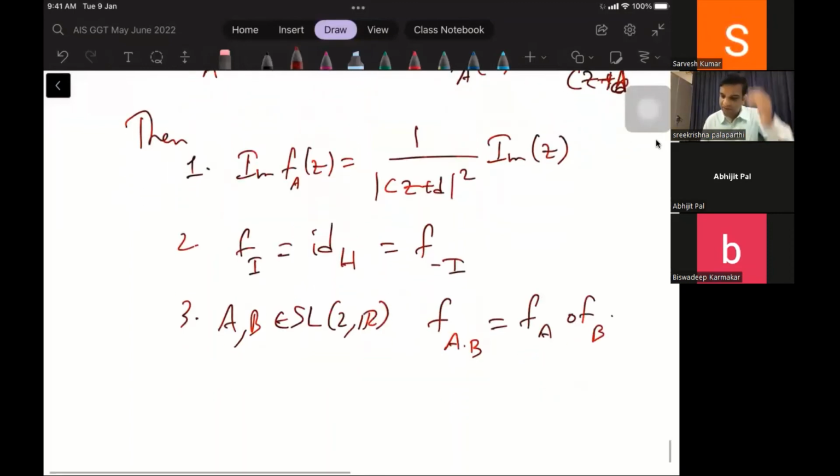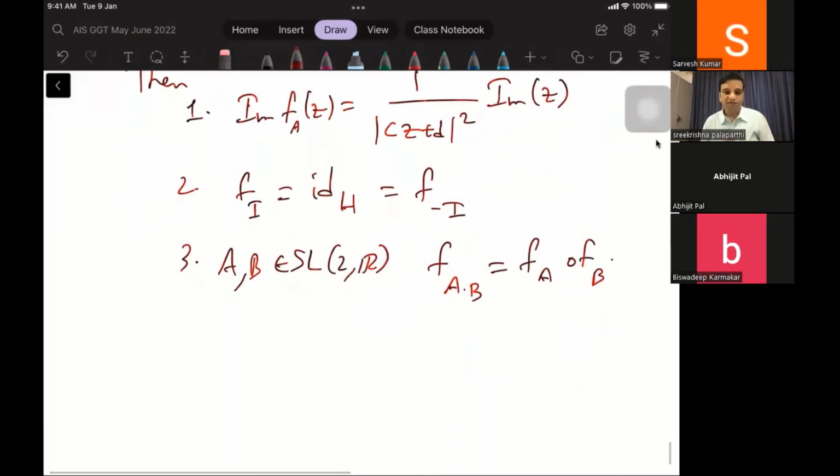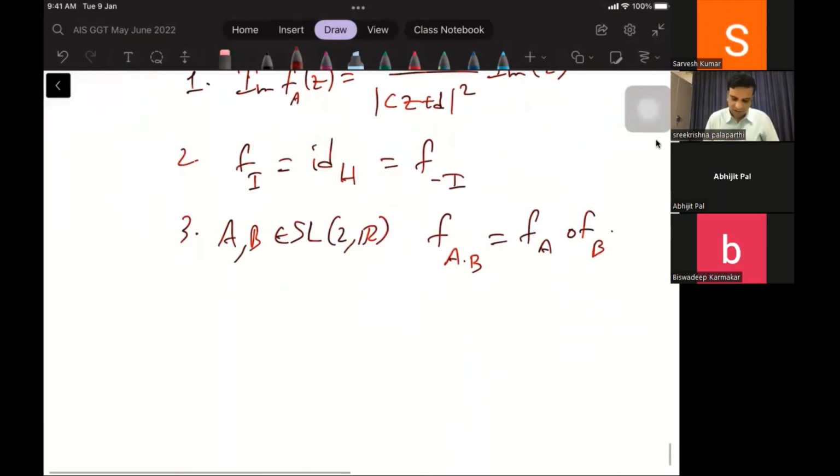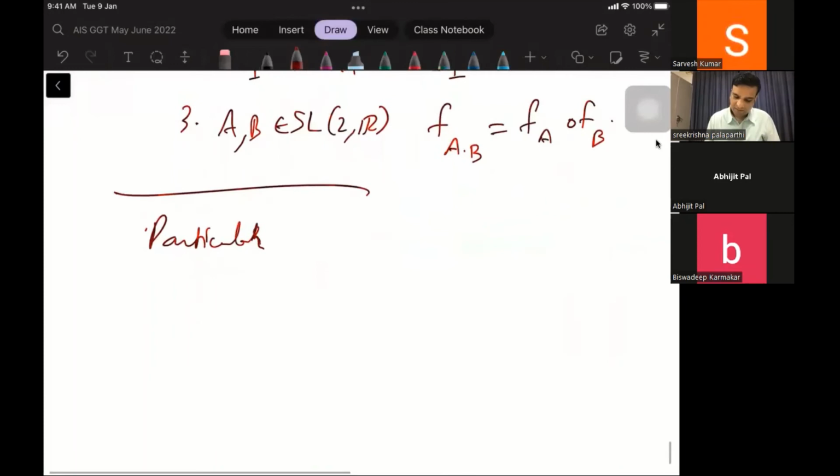So that's the nice property of this. All these are very easy to verify, right? And then you have some particular maps. Okay, so let us look at A subscript B.